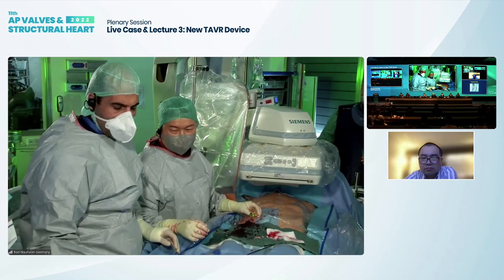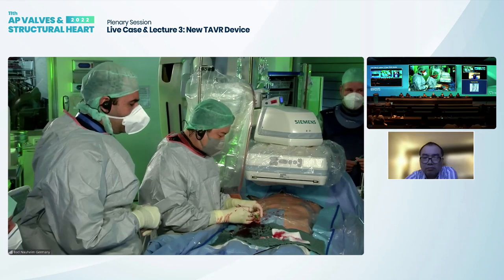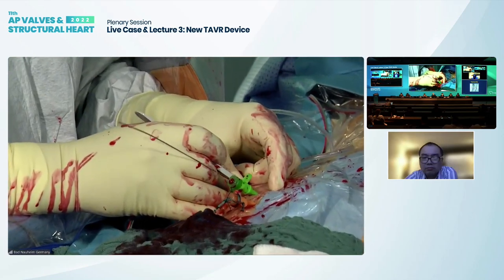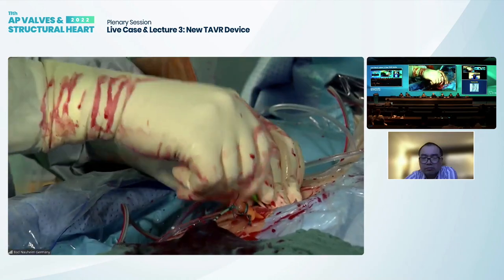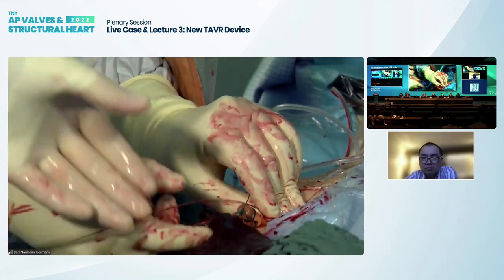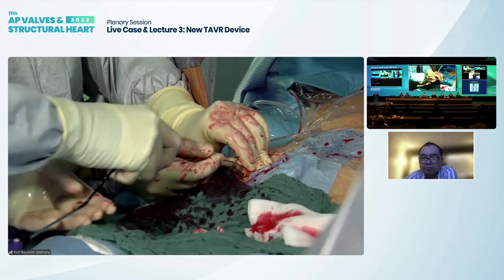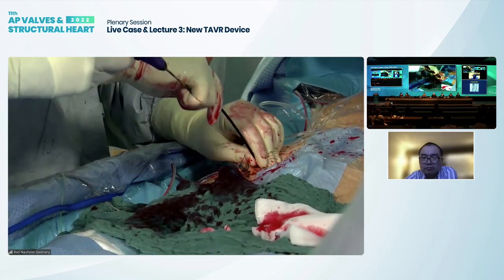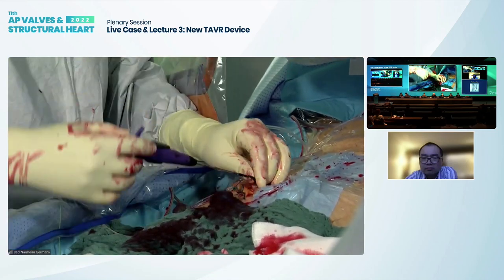But there is quite an amount of calcium. So it might be a little bit difficult also to deploy the ProGlide system. And it's important to prepare it. So using one ProGlide, correct? Yes, yeah. This is our default approach.